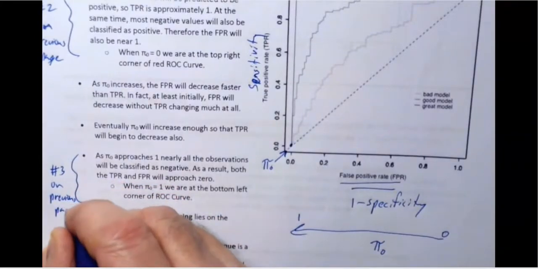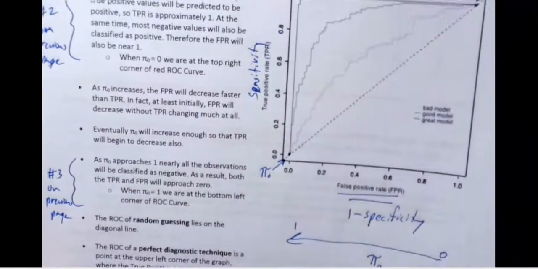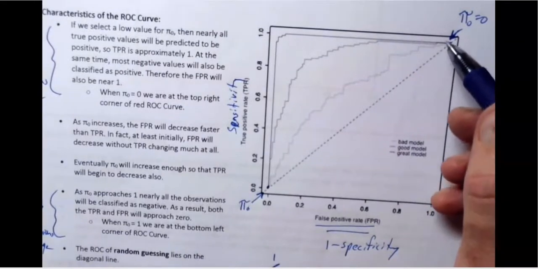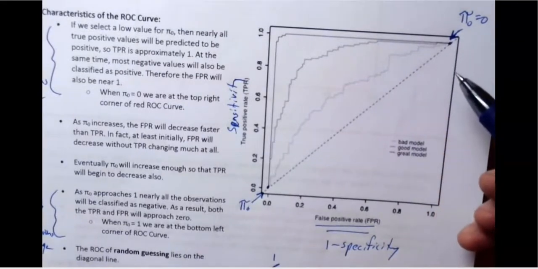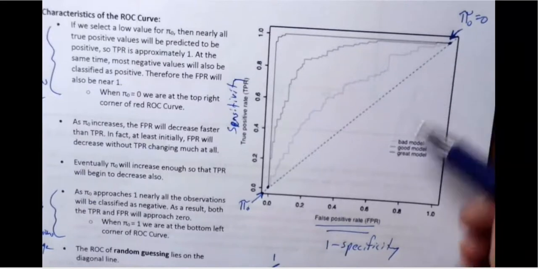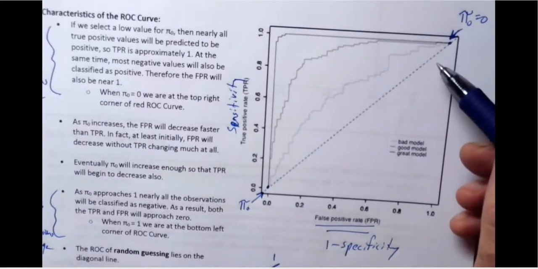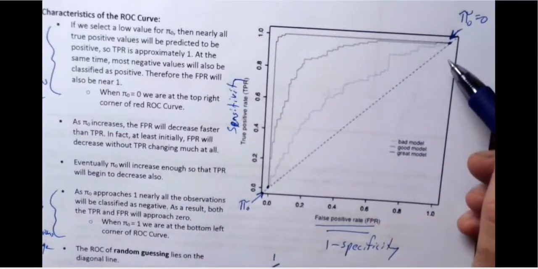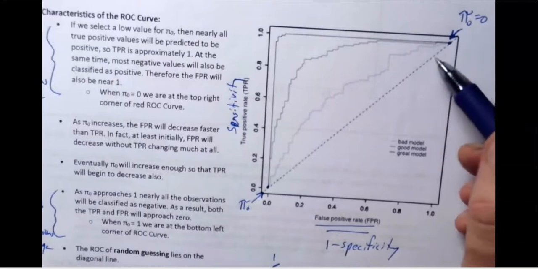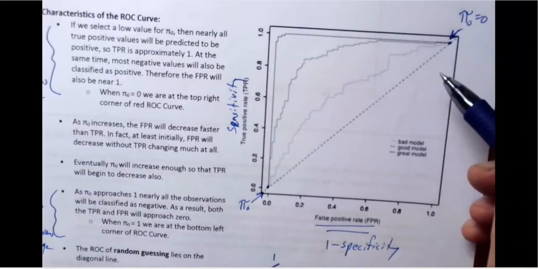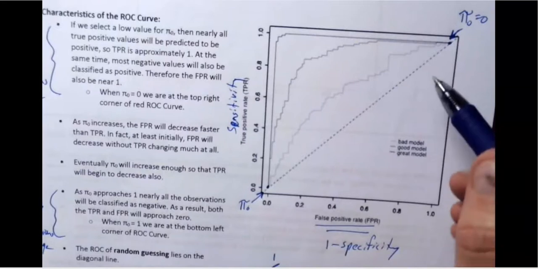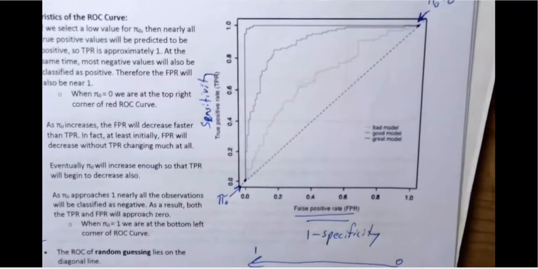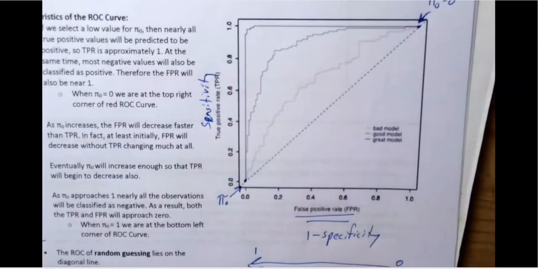So it takes a little time to wrap your head around what these receiver operating characteristic curves are looking at. But as pi 0 increases, as our cutoff value increases, the false positive rate will decrease faster than the true positive rate. In fact, at least initially, the false positive rate will decrease without the true positive rate changing at all, as you'll see in many of these curves. Eventually, though, the true positive rate will also start to decrease. Now, that's the setup for these curves.